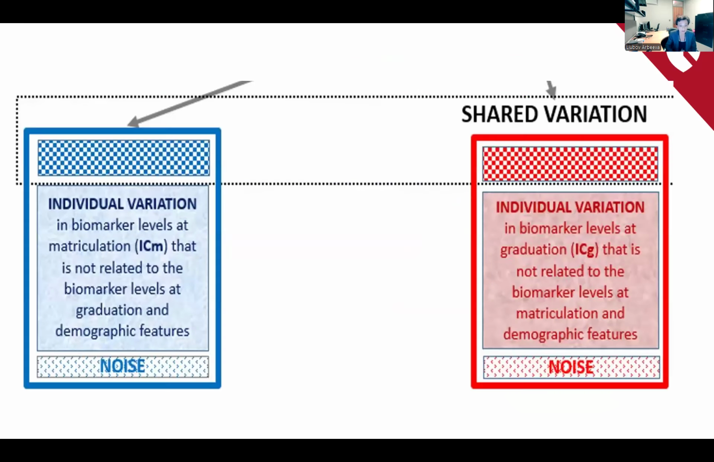Now let's look at the individual variation blocks for biomarkers. I will start with the blue one on the left. This is individual variation in biomarker levels at matriculation. This is not related to the biomarker levels at graduation and demographic features because that was all in the shared variation. On the right, we have individual variation in biomarker levels at graduation that is not related to the biomarker levels at matriculation and demographic features.